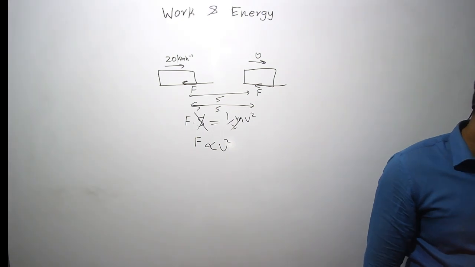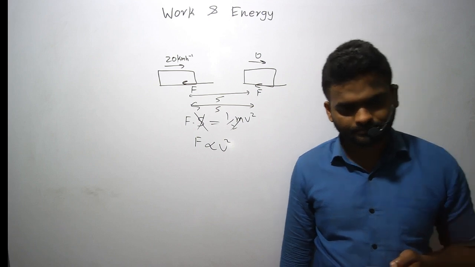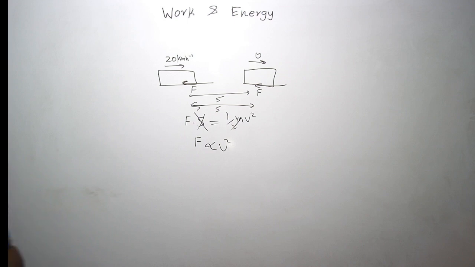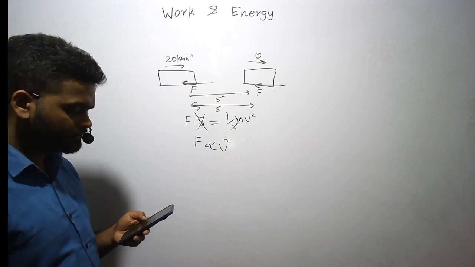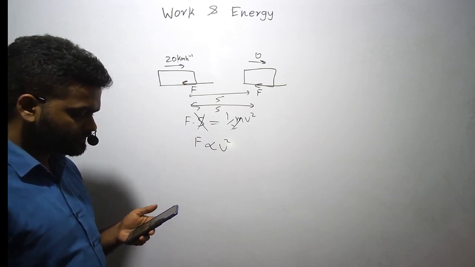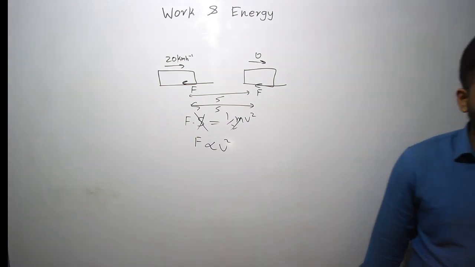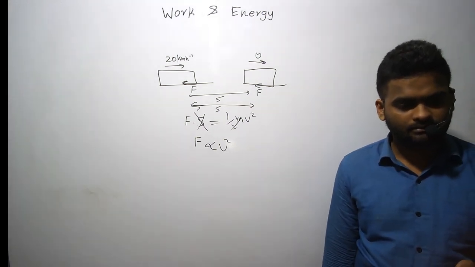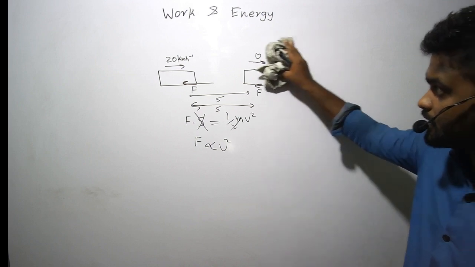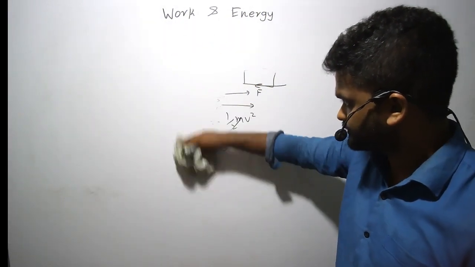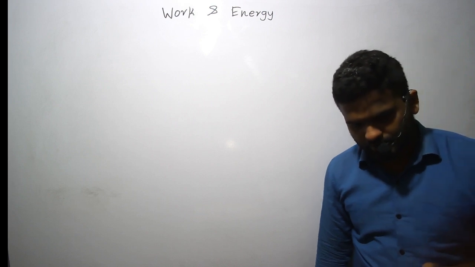Right. Then try 32. For 30 second as well, you can use proportionalities. Okay. Let me know the answer.